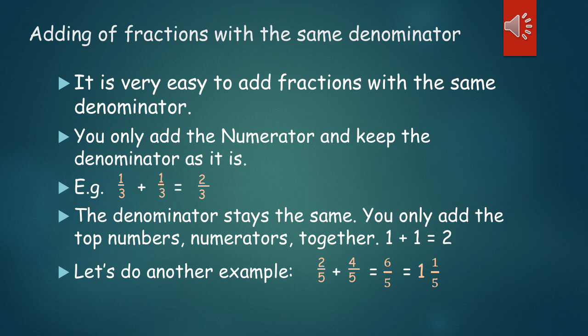Let's do another example. 2/5 plus 4/5 equals 6/5, which is 1 whole, 5/5, and 1/5 left.